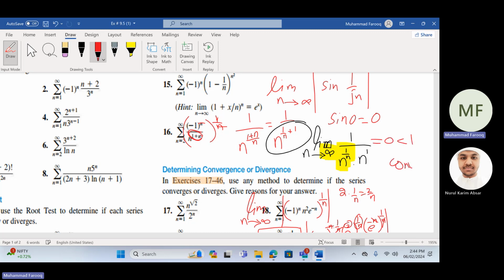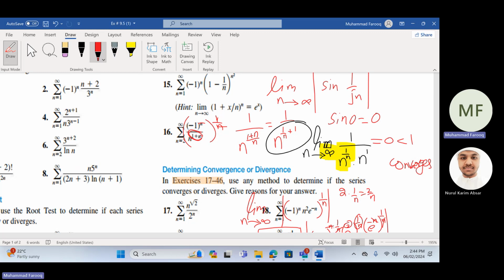Less than 1 converges. Greater than 1 diverges. Hope you understand? Very good. That's all about 9.5, the two tests, ratio and root. The calculations are different, but the rules are the same.